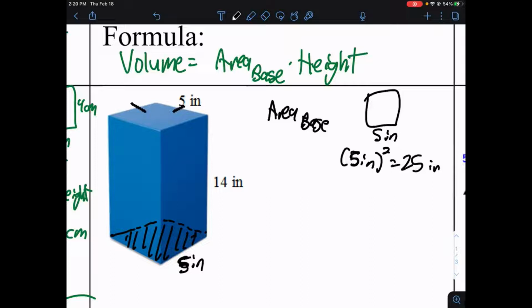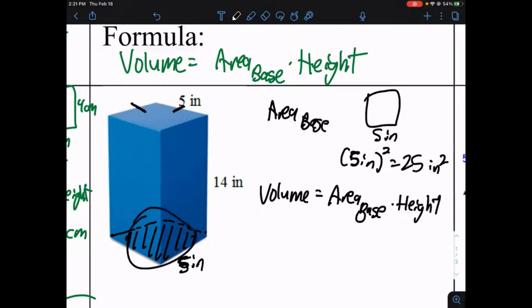Inches squared is inches squared. Okay, and then volume is the area of that base times the height. So again, if I'm using the bottom as my base, that means I need to connect it to the top. So the distance between the bottom and the top is this 14 inches. So that'll be the height.